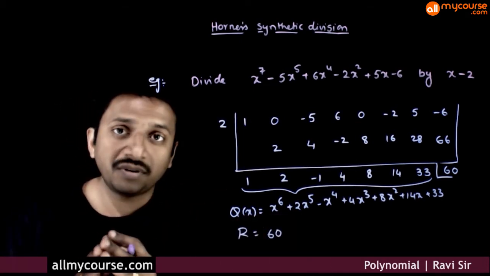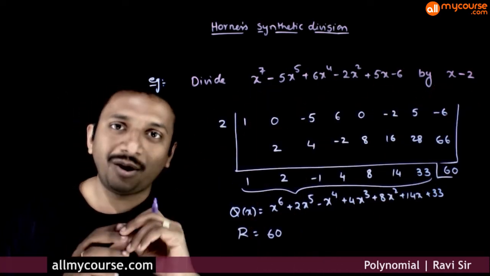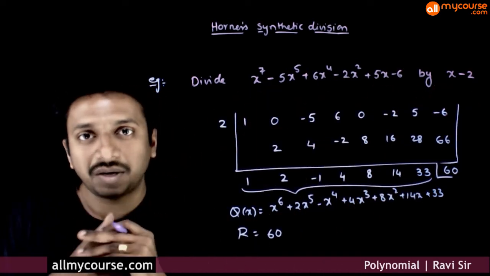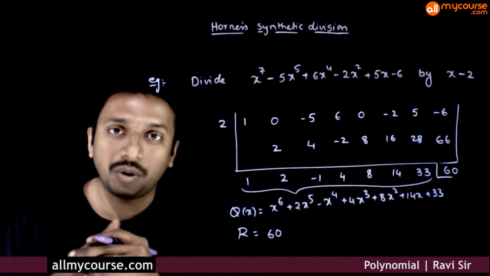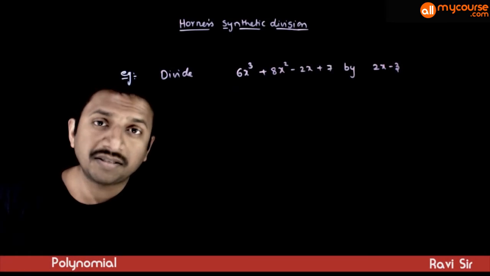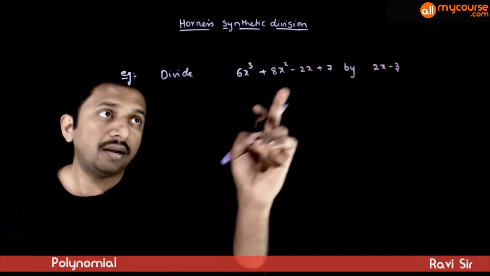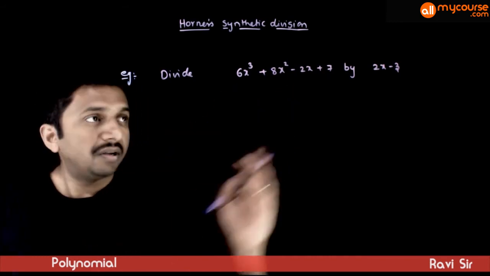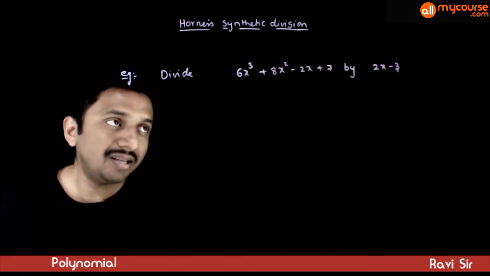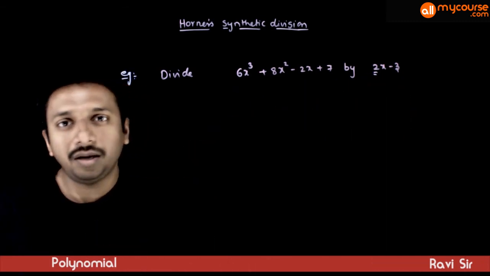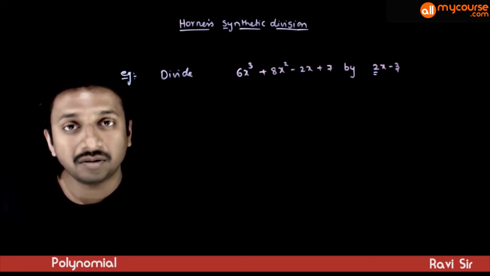So this is how you divide any polynomial by a linear polynomial if the leading coefficient is 1. So let us see what to do if the leading coefficient is not equal to 1. So let us say that you are asked to divide 6x cube plus 8x square minus 2x plus 7 by the polynomial 2x minus 3. Here you can see that the leading coefficient is not equal to 1. So I cannot ignore this coefficient. So how do we do this?